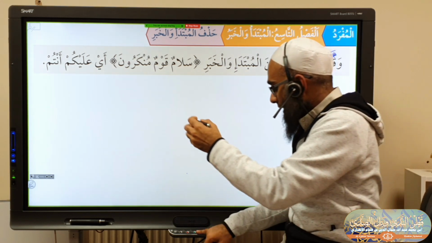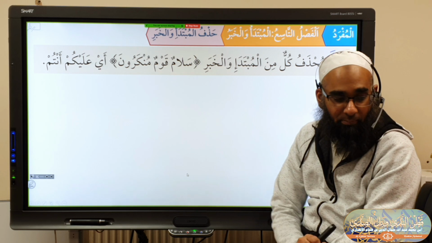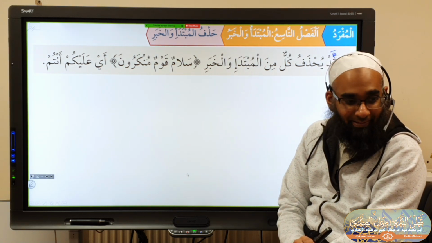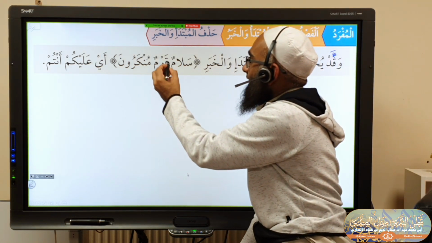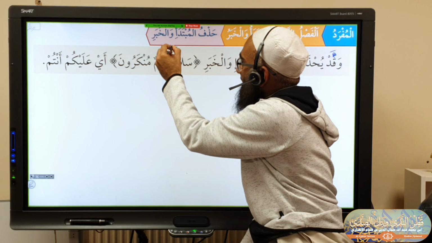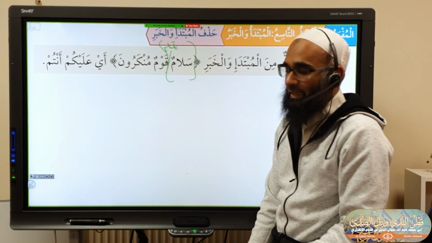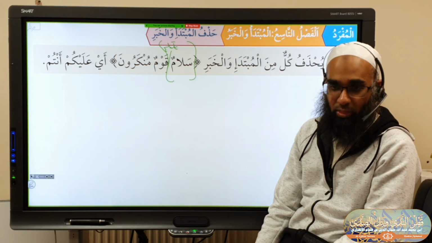So really, salamun is mubtada. How can the mubtada be nakira in salamun? It's a dua, very good, it's a dua. So salamun ay salamun alaykum, peace be upon you. Sentence number one. And sentence number two, antum qawmun munkarun, you are a people who we are not familiar with.